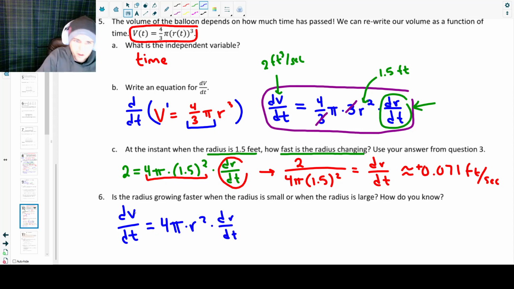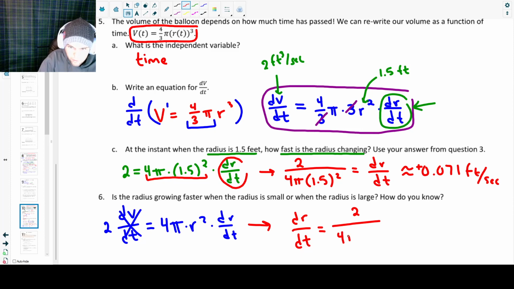Now, we already know that this value is just 2, so we'll go ahead and replace that with a 2. So if we solve this right here for dr/dt, we get that dr/dt equals 2 divided by 4 pi r squared. So let's think about this. The rate of change of our radius, how fast our radius is changing, is going to equal this calculation.